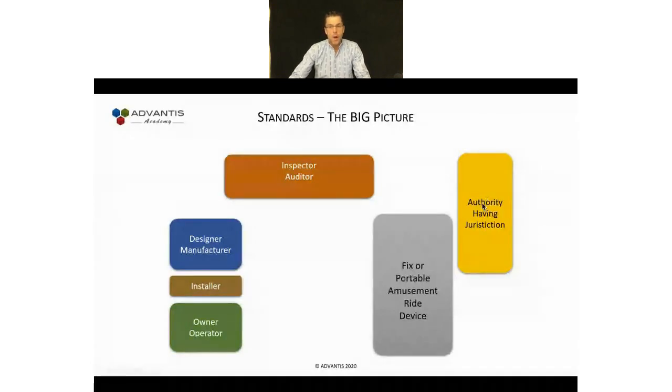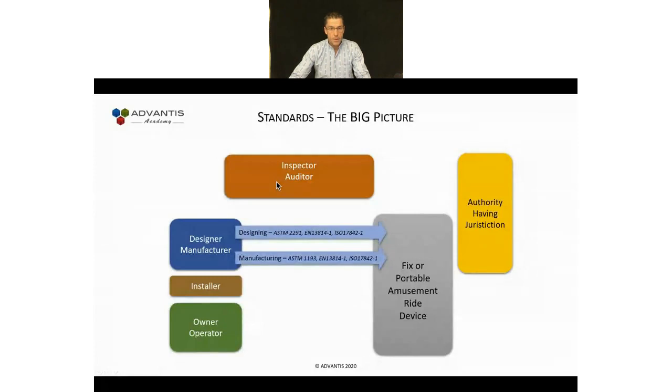Over here. So let's start with the actual ride. We've got the actual amusement ride and device, and we have these players, these entities around. We have the authority, so that's any government wherever the ride is installed. Then we have a designer manufacturer that designs and builds the ride. We potentially have a separate installer. We have an owner operator, and then there's an inspector auditor. So those are the players.